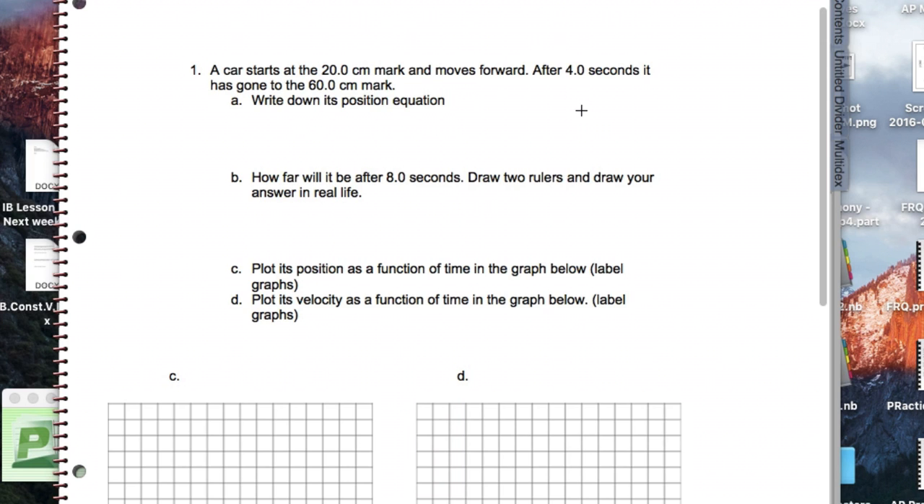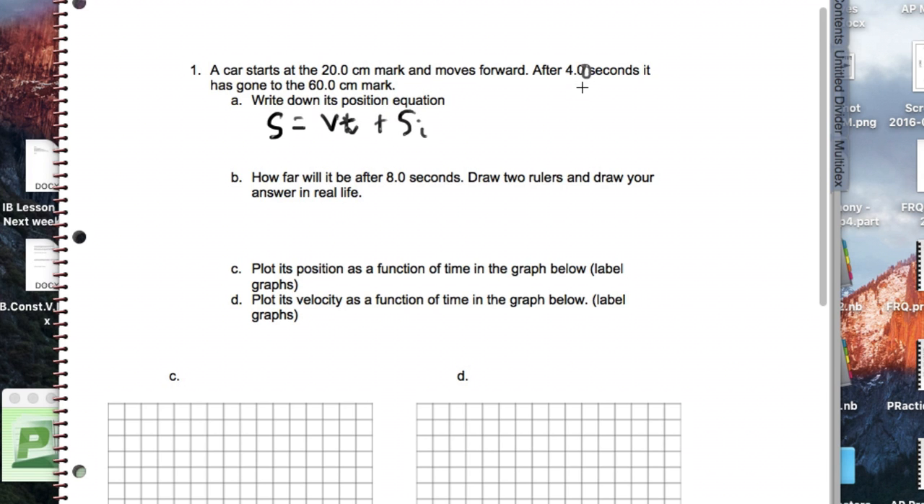All right, so I want to go ahead and actually work on this problem here. We made this 4.00 seconds in class. Let's go ahead, write down the position equation for this car. So we have S equals V times T plus the position that it started at.